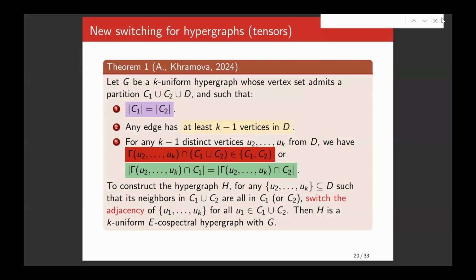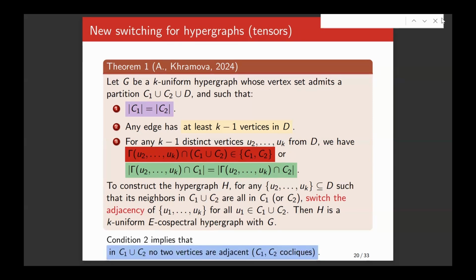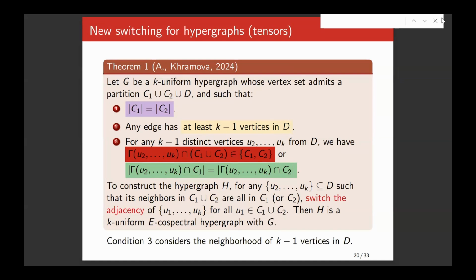So to construct the hypergraph, now what we do is, whenever we had this red condition, we switch the adjacencies, okay? Similar as before. And we guarantee using this procedure you can construct co-spectral hypergraphs, not cospectral hypergraphs. So that's also a bit annoying, but okay. And then this condition 2, if you look a bit closely, the second extra condition we didn't have in the case of graphs, it tells you that C1 union C2 actually just needs to be a co-clique, an independent set in the hypergraph. Condition 3 considers the neighborhood of k-1 vertices. So that's also a small difference regarding the graph case.